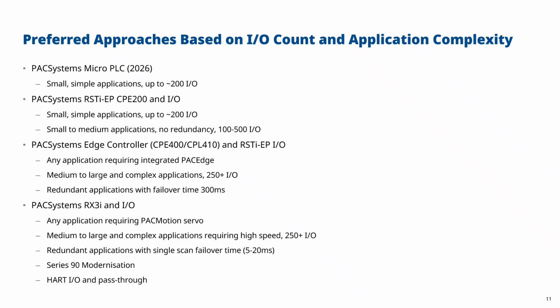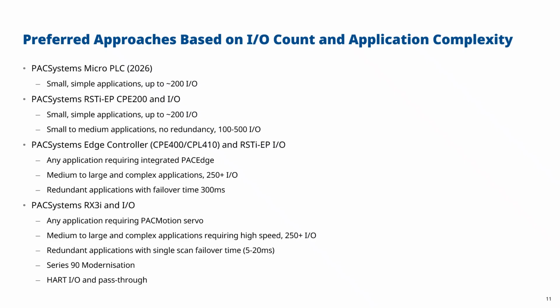So just to confirm that, these are our preferred approaches based on the I/O count and the application complexity. So simple systems use a micro PLC. That will be available in 2026. Ideal for small, simple applications up to 200 I/O, generally all with the I/O in the same place, but it will support remote I/O with PROFINET, and maybe with small, simple motion, either using hardwired with high-speed counters and pulse width modulation type outputs, or using maybe an analog output. There's also some possibility there for VFD integration via PROFINET, but generally for small, simple applications. For larger applications, we have the RSTi-EP CPE 200 with local I/O.